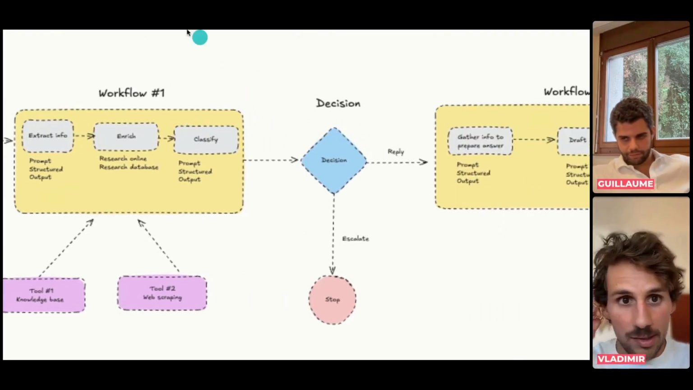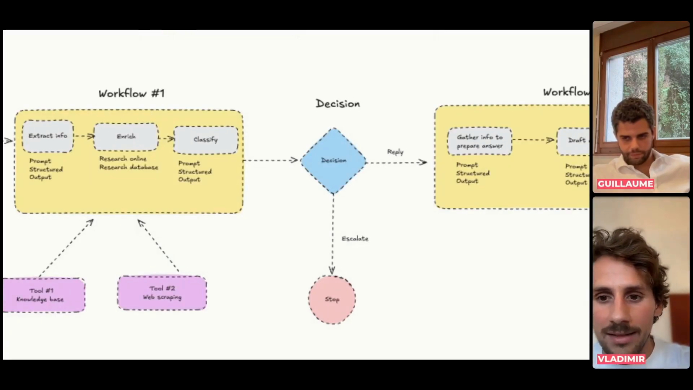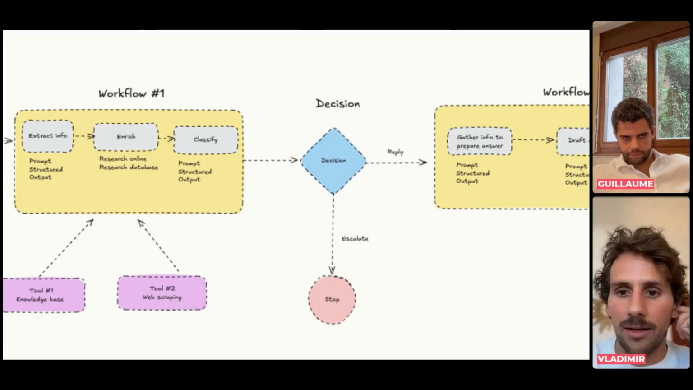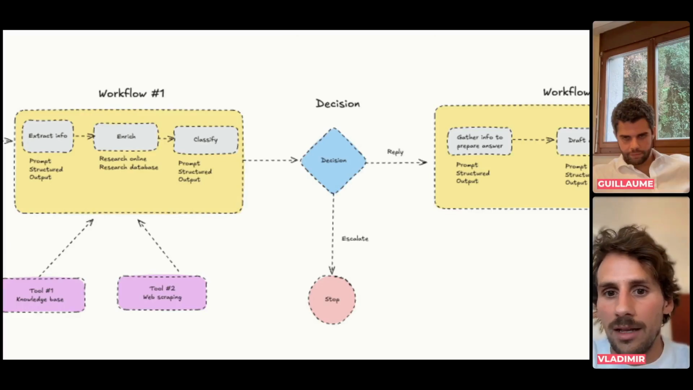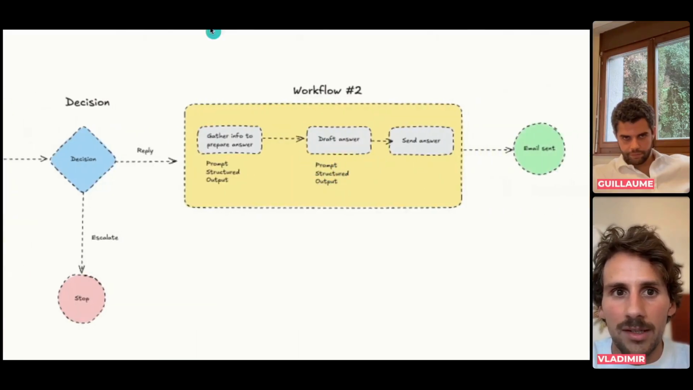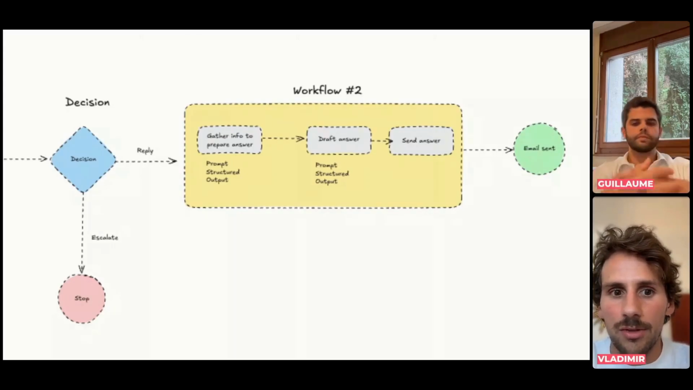Then we have the decision map. This is where you also need to decide what you are going to do with this information. Do you actually want to escalate and send the big fish to qualified salespeople, or do you want to keep on going automatically? And the opposite is also true. If it's not relevant, you can just stop and not reply. And then you have the start of workflow 2, which is basically starting to draft the new email and send the answer. So those are the other sections.